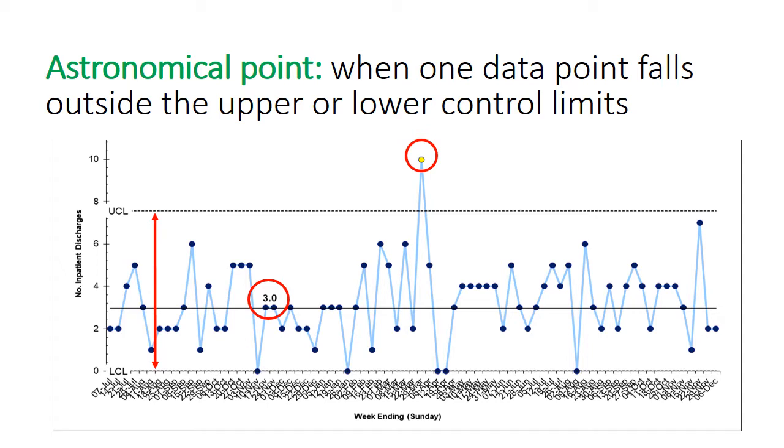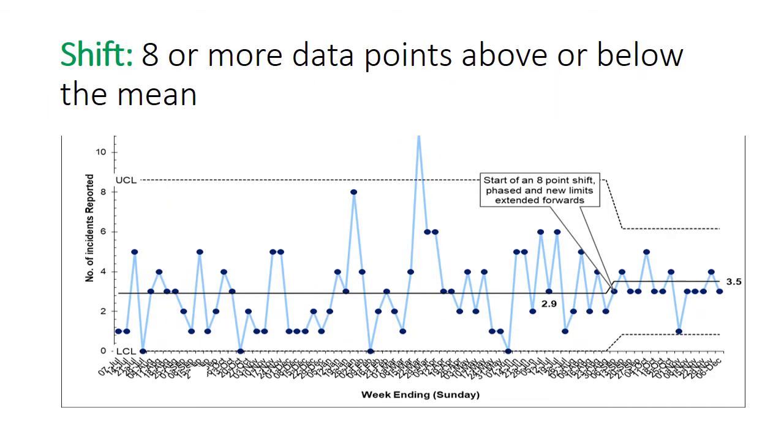The second rule is called a shift. This is when there are 8 or more points in a row above or below the mean line. If a data point is on the mean line, just ignore it and count the next one. The probability of this happening is low, so when we see a shift in an SPC chart, we know it's unlikely to have happened by chance and that a change in the system has probably led to that shift.